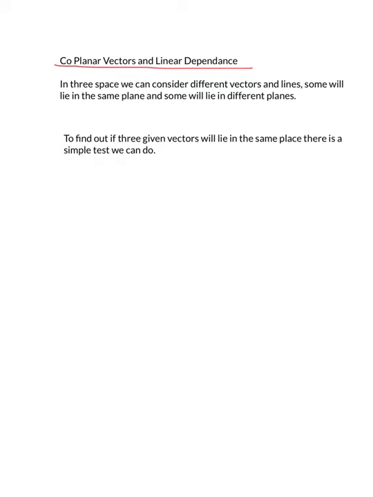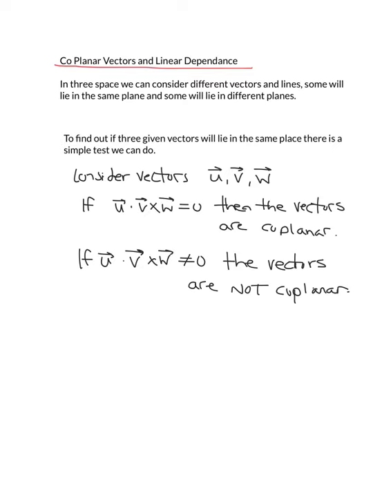In the next little bit, it is going to be important to determine if vectors are in the same plane. To find out if three given vectors will lie in the same plane, there's a simple test we can do. So we're going to consider three vectors, vector u, v, and w. If u dot v cross w equals 0, then the vectors are coplanar, meaning they lie in the same plane.